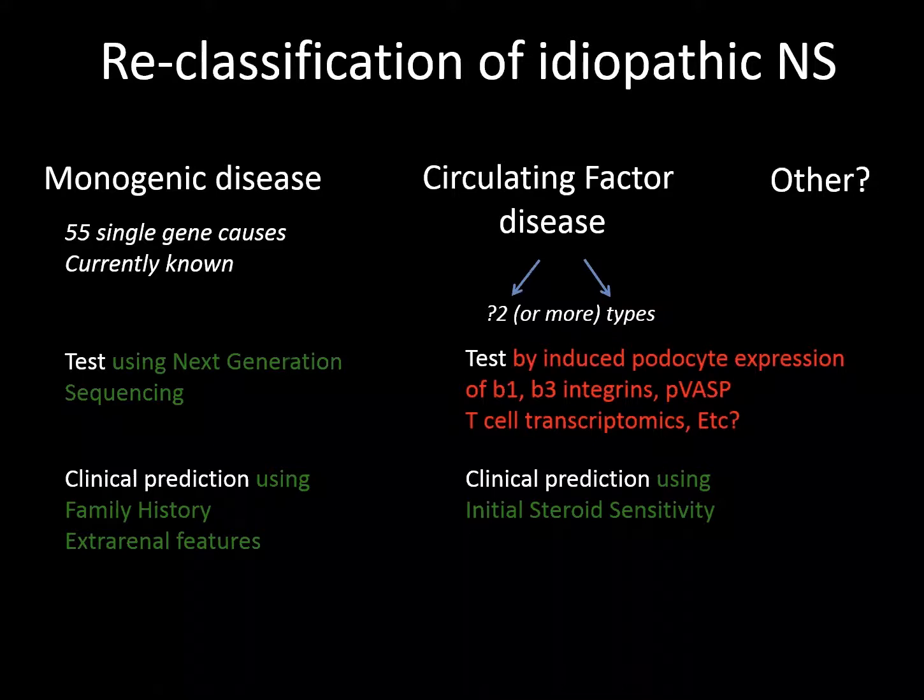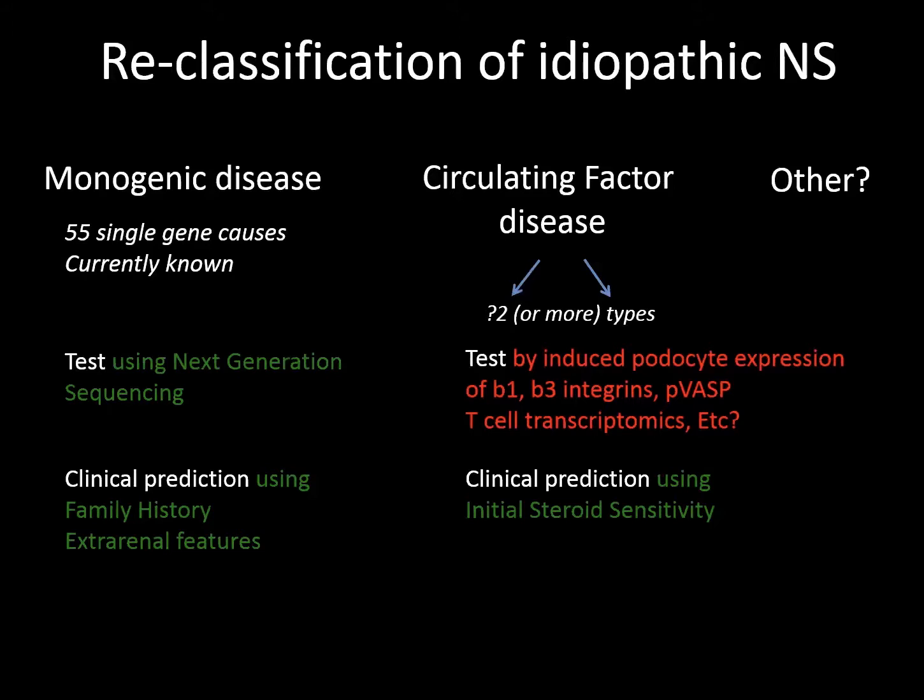So we're starting to get to a point where we're adding some refinement to our reclassification of nephrotic syndrome. You've got your single gene disorders, which you can test using next generation sequencing, and you can do some clinical predictions using family history, extrarenal features, but also initial steroid sensitivity as a discriminator. And then the circulating factor disease.